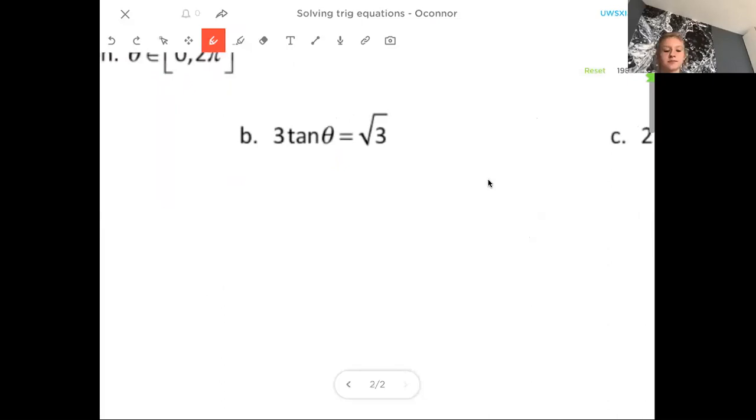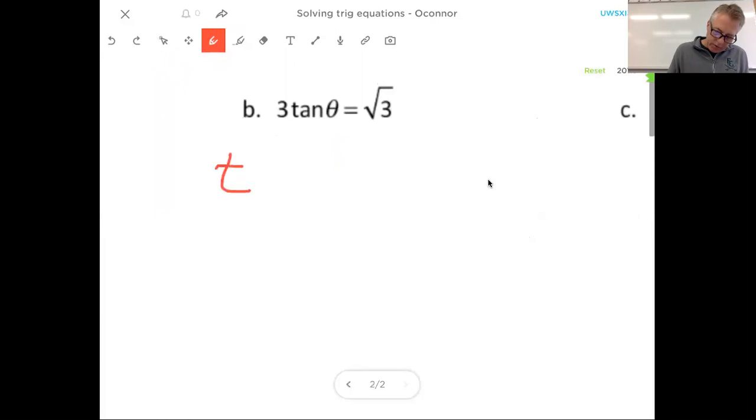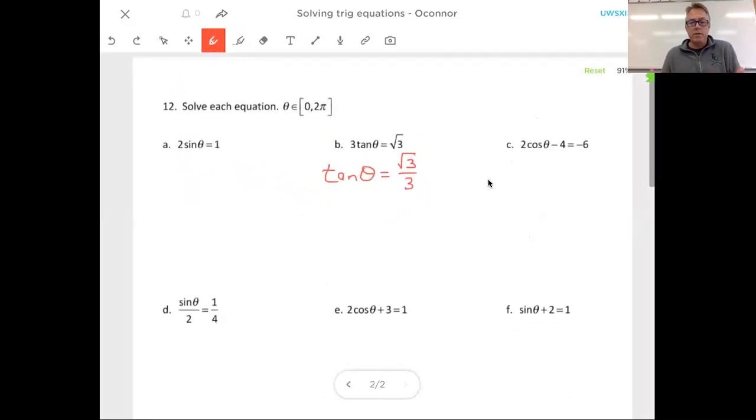So it is 3 tan theta is equal to root 3. So we want to get the tangent of theta by itself. So first thing we do is divide by 3, okay? Now, I'm glad you asked this one. This is a hard one, a really hard one. So we want to know, where is the tangent root 3 over 3?